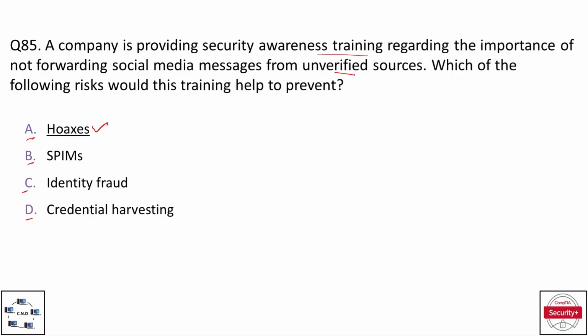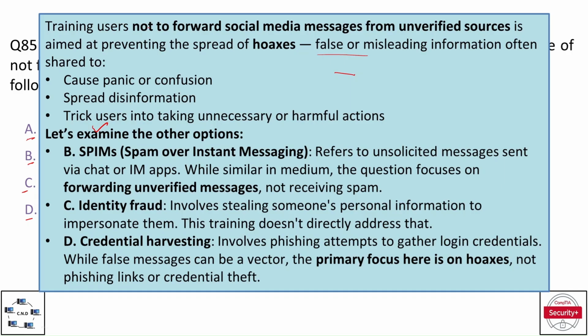option A, hoaxes. So, training users not to forward social media messages from unverified sources is aimed at preventing the spread of hoaxes, that is, false or misleading information often shared to cause panic or confusion, spread disinformation, and trick users into taking unnecessary or harmful actions. So, let's examine the other options.